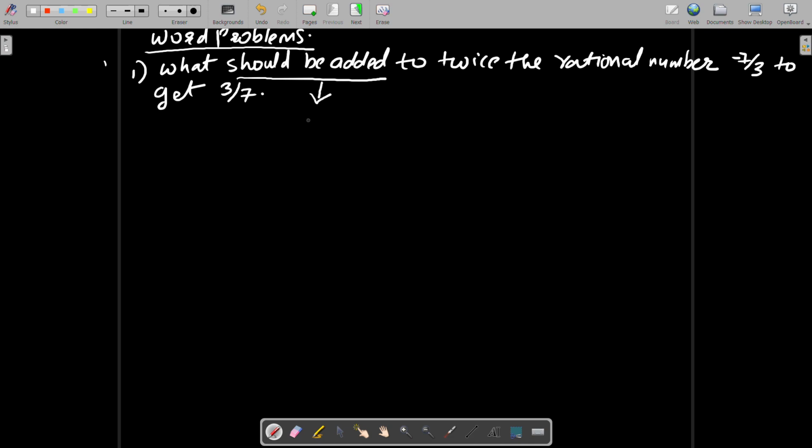So an unknown number we cannot write as 1, 2, 3, right? That unknown number is a variable, and let's say that variable is x. To twice the rational number. What is the rational number here? The rational number is minus 7 by 3, right? So twice the rational number means how much will be the twice? Twice is nothing but 2 times, right? So 2 into minus 7 by 3. This is the form of the equation we are getting.